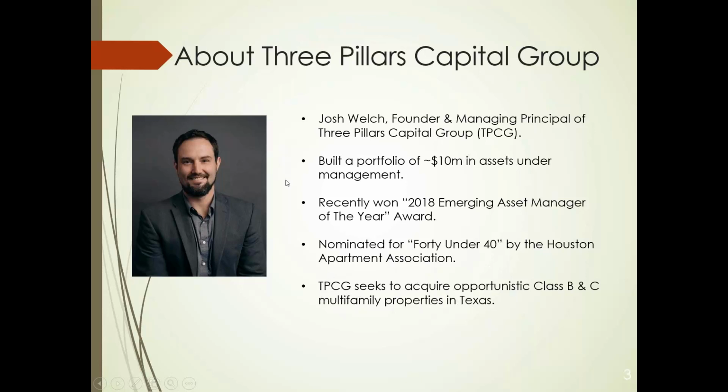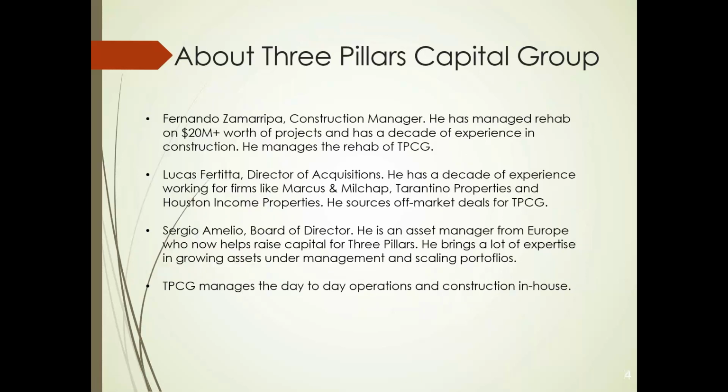So the main strategy for Three Pillars is to find opportunistic class B and C properties and look for value add, where you can add value to the property, whether through management or through better operations, better policies, and obviously, improving the actual appeal of the property, both interior and exterior.